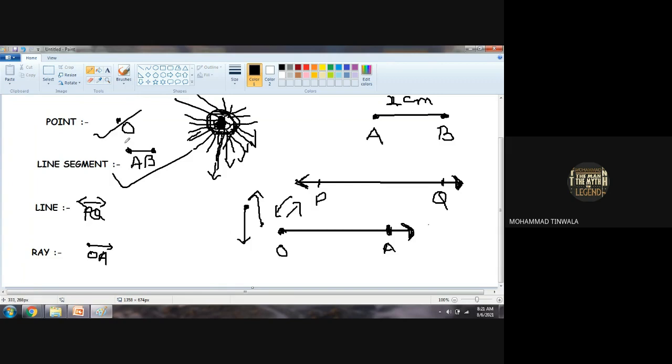This is the form you have to write in geometrical language. Therefore, line segment AB is formed. Are you getting my point? Therefore, line PQ is formed. This is said to be line PQ. Line, L-I-N-E line, P and line, Q.